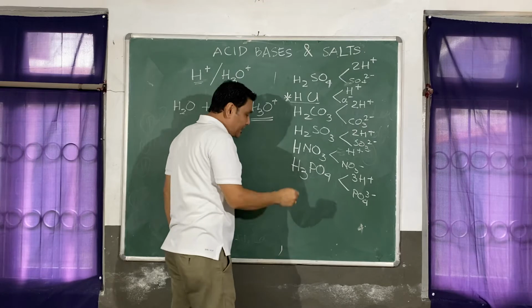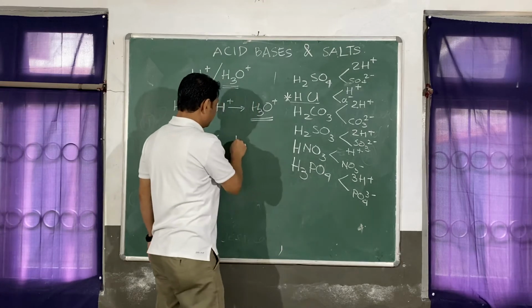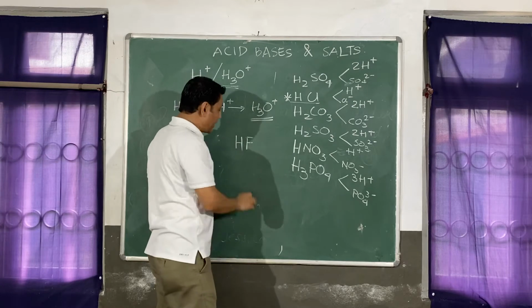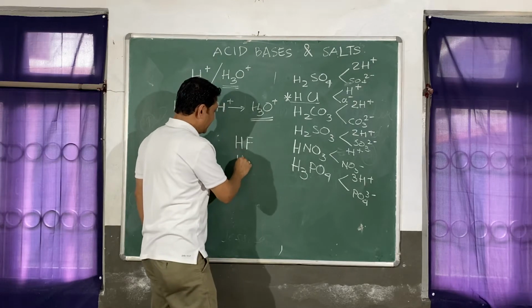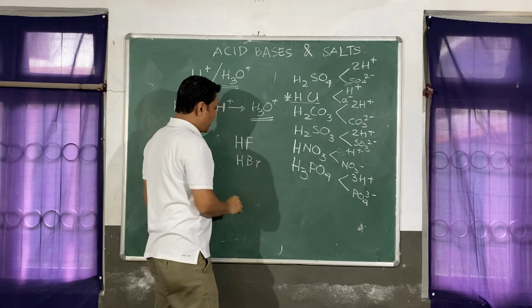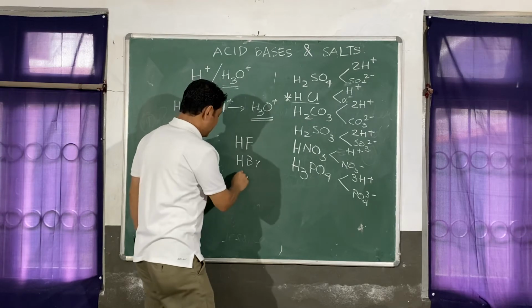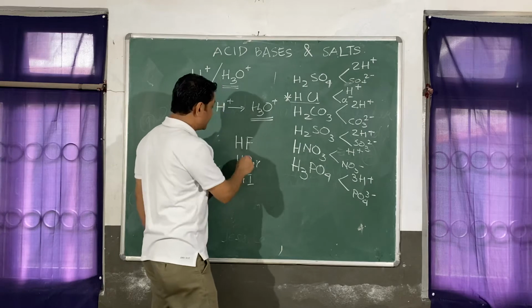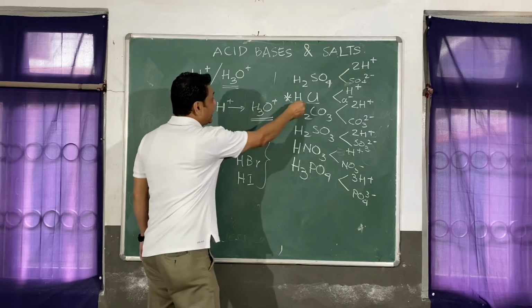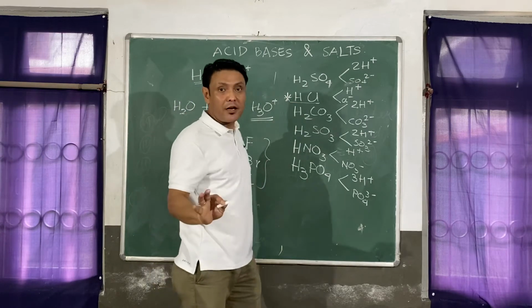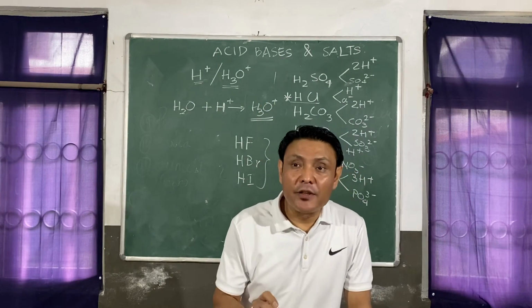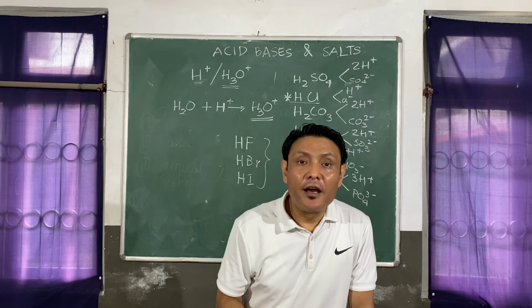Similarly, we have HF, hydrofluoric acid, HBr, hydrobromic acid, HI, hydroiodic acid. So these, and HCl, do not contain oxygen, so therefore they are known as hydroacids.